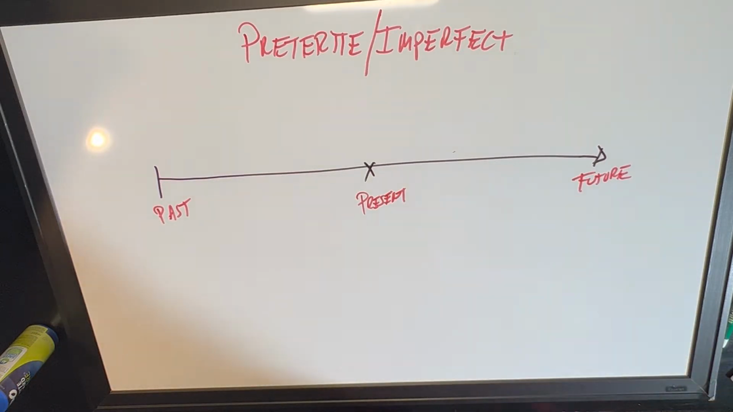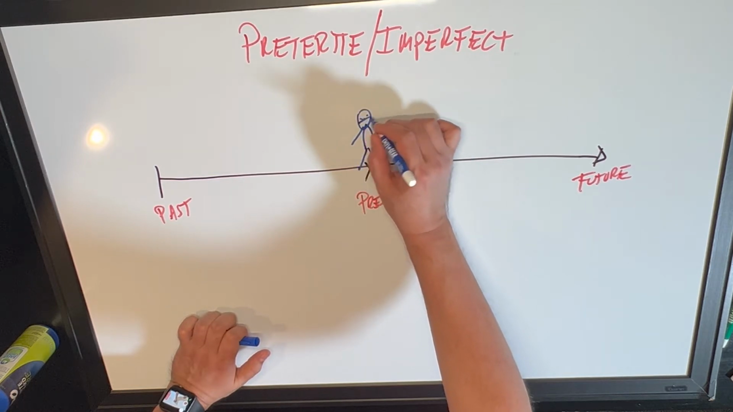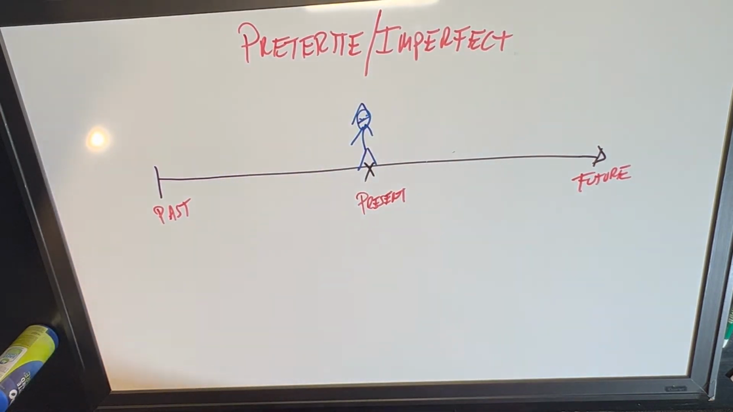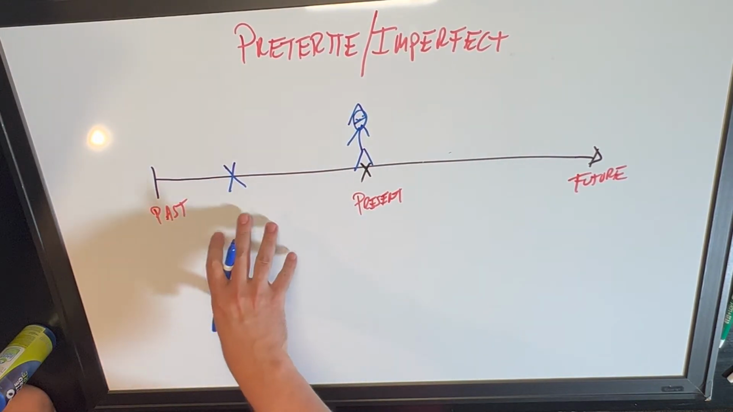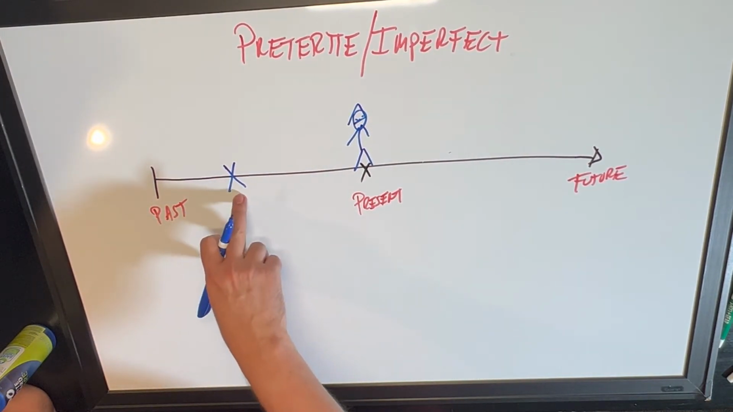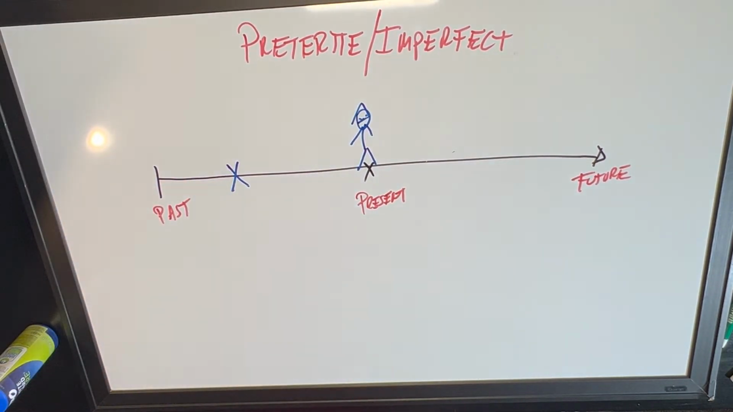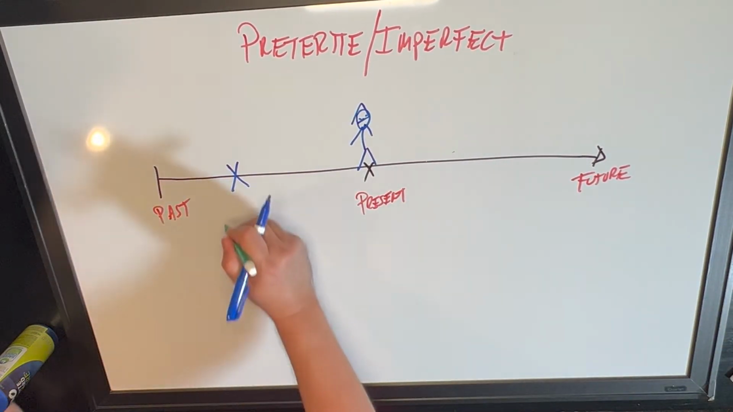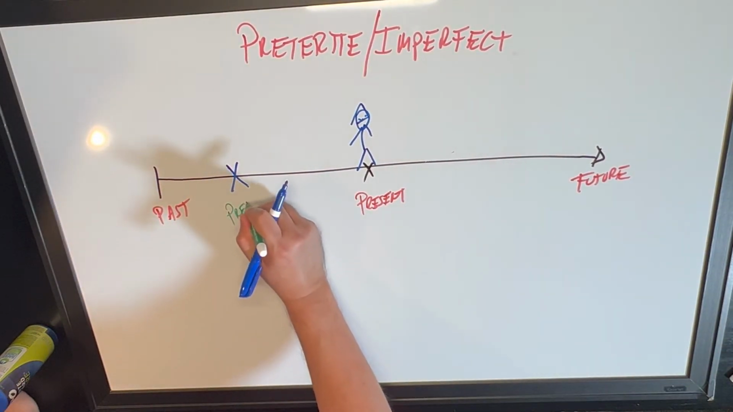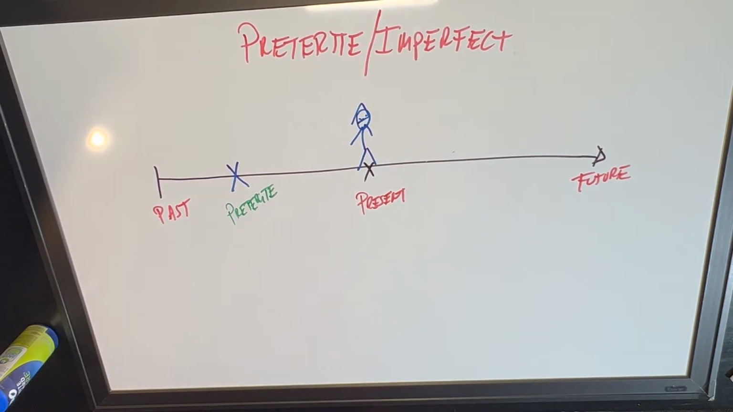Let's say I'm here in the present tense, as we all are all the time. And here in the past, I'm going to mark one specific point. This one is going to be the preterite. Let's imagine the preterite as a specific point in the past.